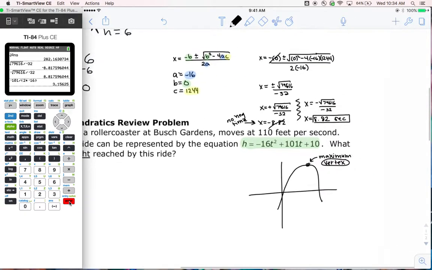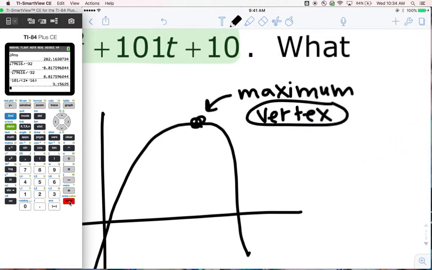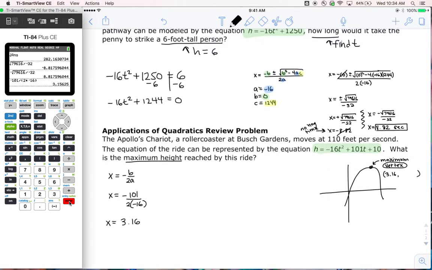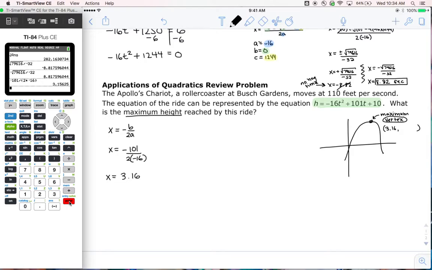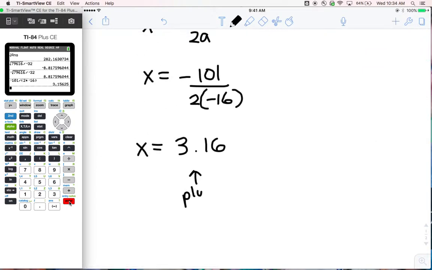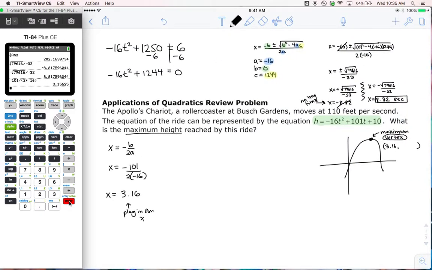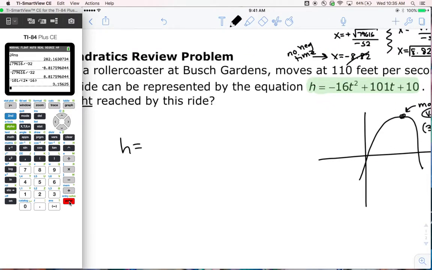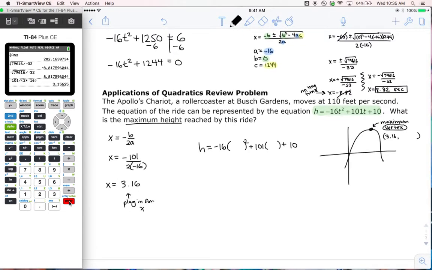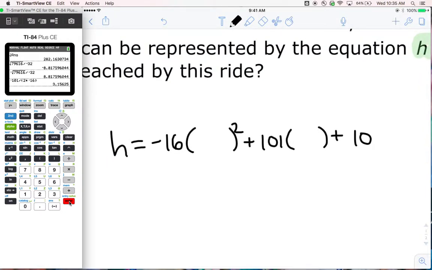So my vertex over here, we know the x is 3.16 something. We don't know the height yet. And that's what it's asking us for. It's asking us for the height. So what we do is plug in for x. So we're going to plug it into the equation. We know the height is equal to negative 16 t squared plus 101t plus 10. Now I said plug it in for x. In this case, we're using t's instead of x's. So we're plugging in 3.16 for each of those. And that's going to give us the height.